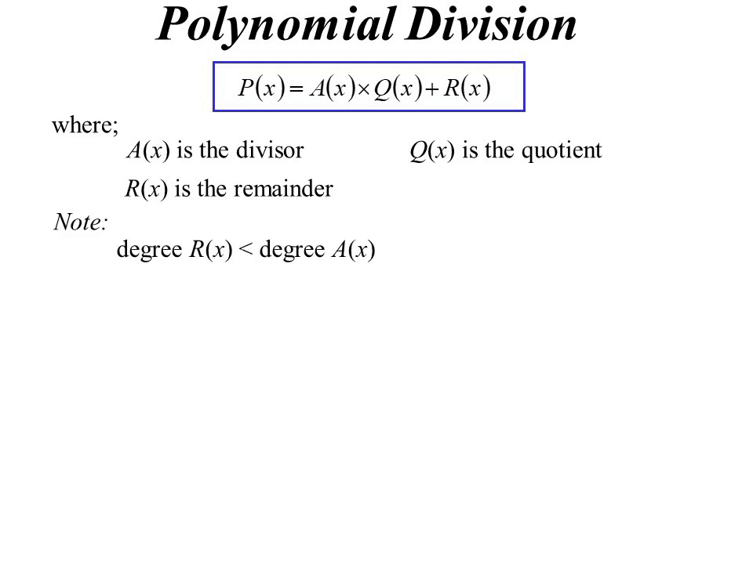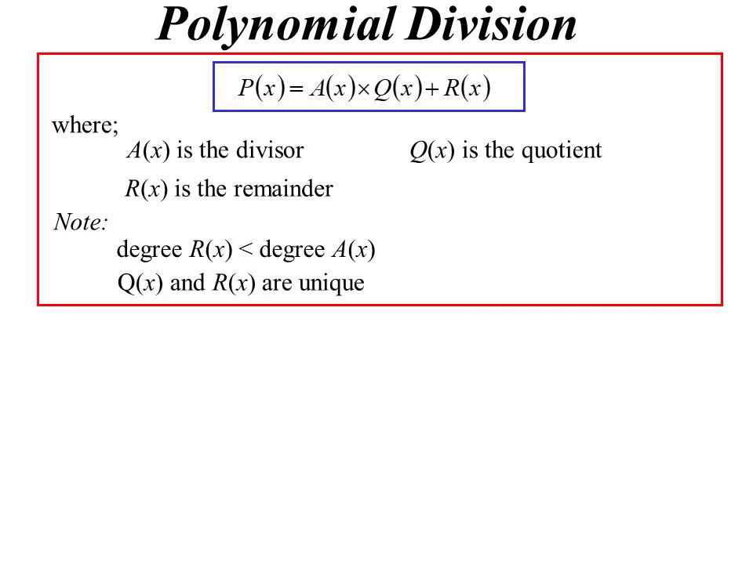The degree of the remainder needs to be less than the degree of the divisor. That makes sense, because if the degree was the other way around, you could keep dividing. And the quotient and the remainder are unique. Well, they have to be unique, because if they were the same, then you could factorize them. In other words, you could keep dividing.